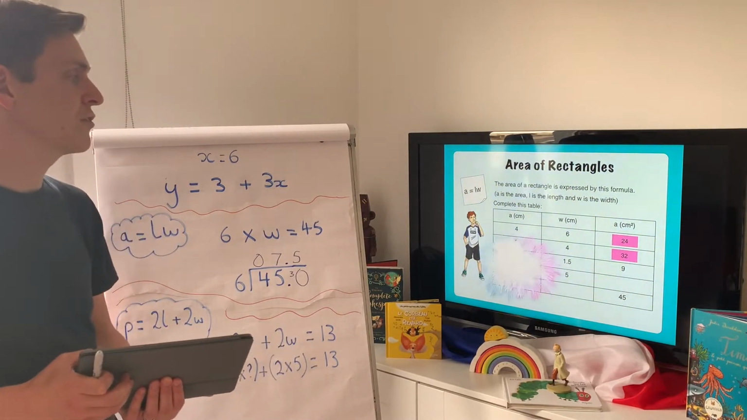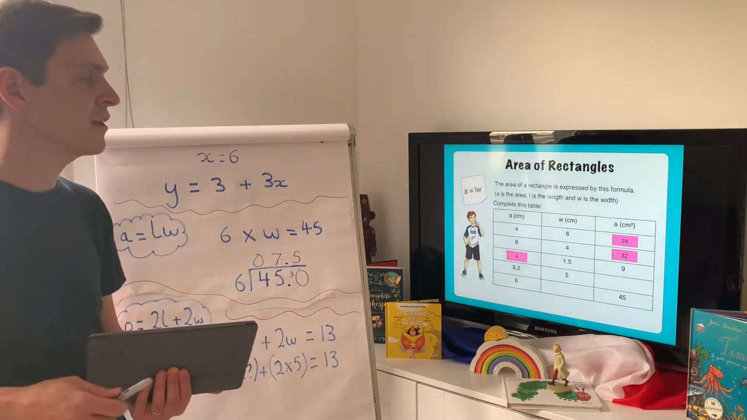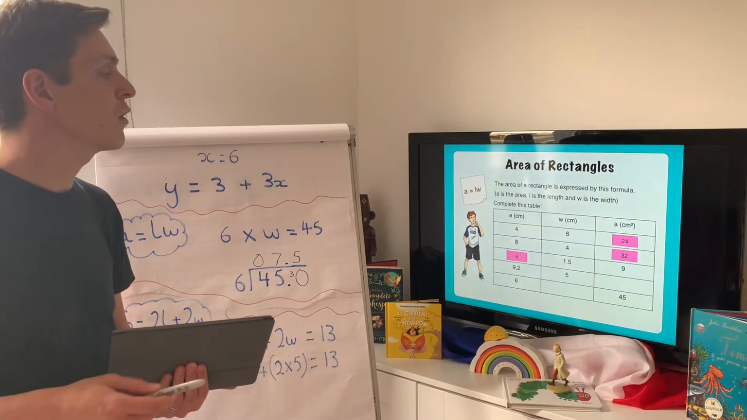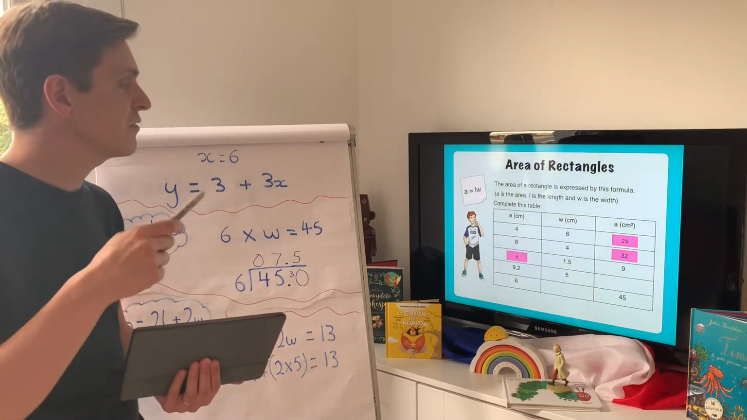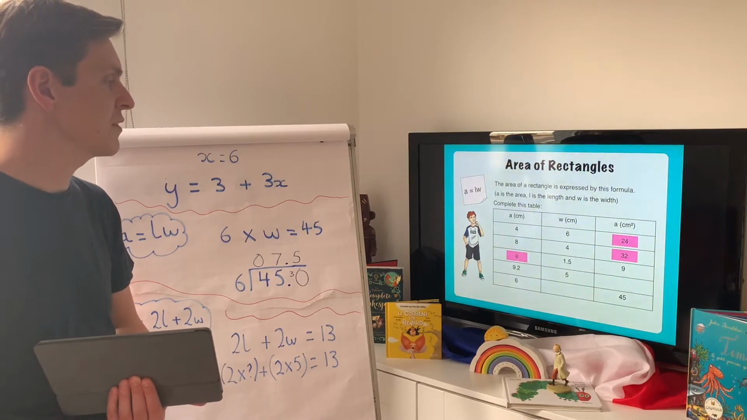Here then, we had to do, again, a bit of mental calculation. 6 times 1.5 is 9. If I know that 6 times 1 is 6, then I've got 3 more to go. And I know that 6 halves are going to equal 9. So 1.5 is the answer there.